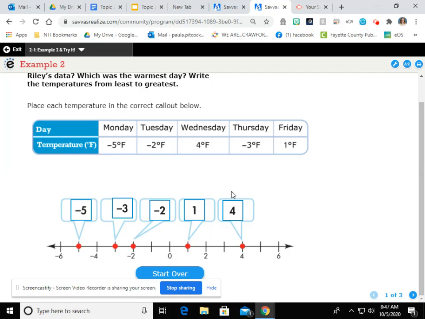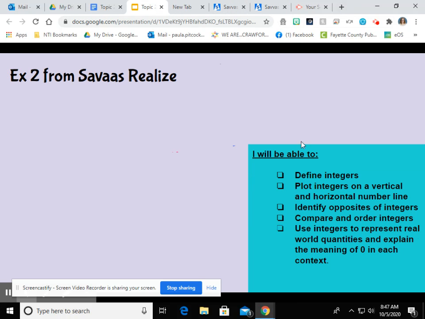Okay, so this is how you organize and compare integers. You put them on a number line. A number line will put them in order. The least is always to the left. L for least, L for left. The greatest is always to the right. Okay? So let's see if we can put that to use.